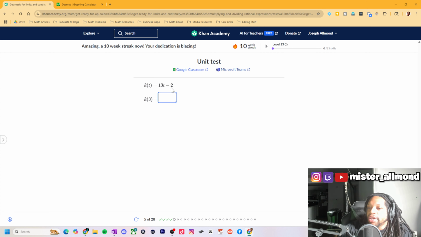They give us some function k of t. They want k of 3. I'm going to just replace t with 3. 13 times 3 is what? 13, 26, 39 minus 2, 37.